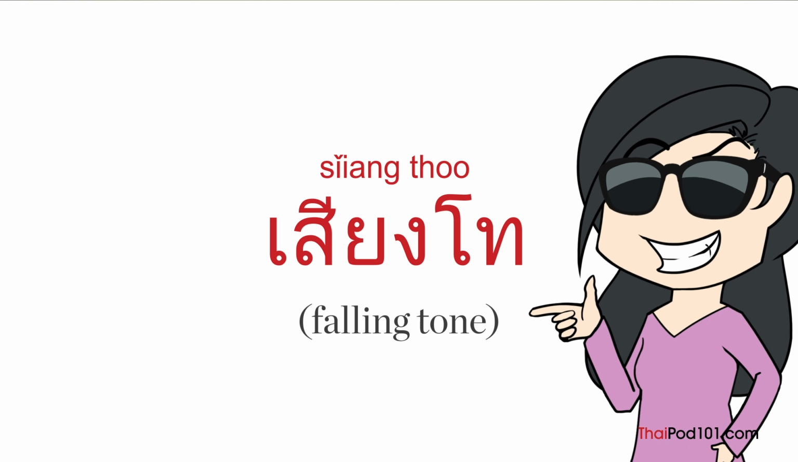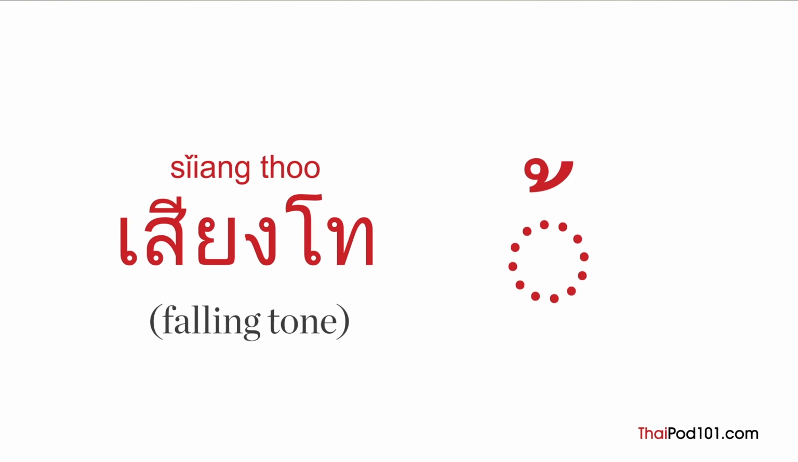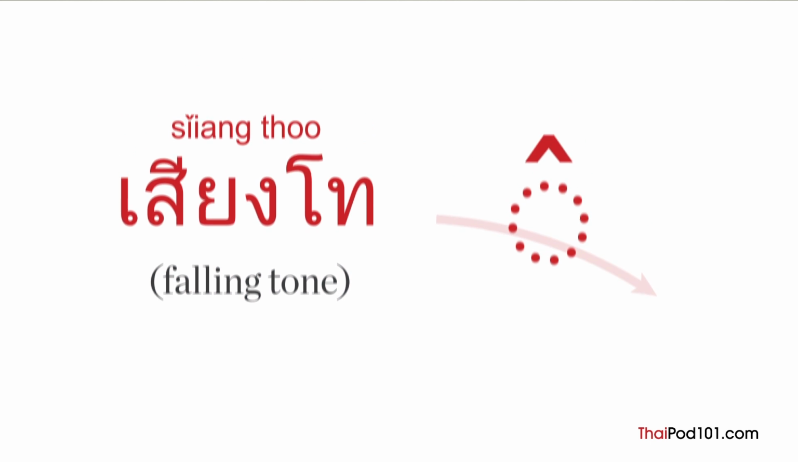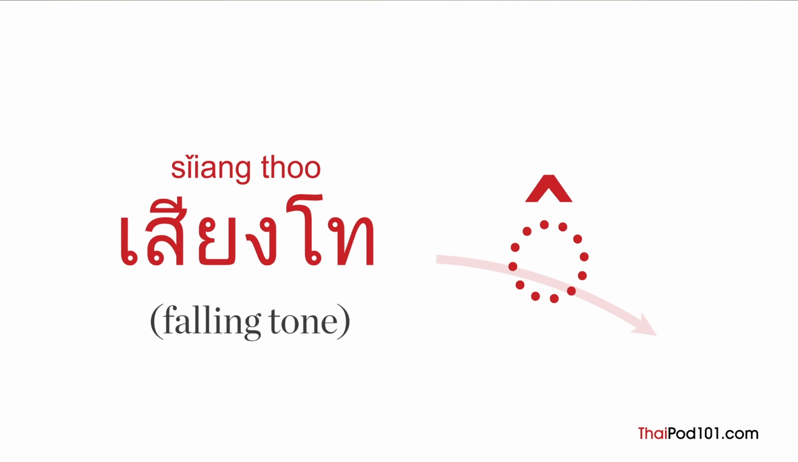Let's see how to say this tone correctly. The falling tone or เสียงโท is usually shown by the Thai tone mark. Its transliteration is this mark. Just like the transliteration mark, this tone first goes up and then down. After all, it is the falling tone. We need to go up first in order to be able to fall. To say this tone, focus on pitching your voice to go slightly up first and then to fall down at the end of the syllable.